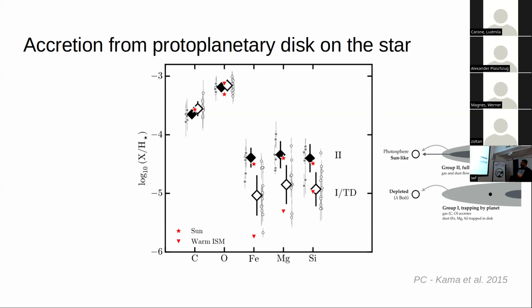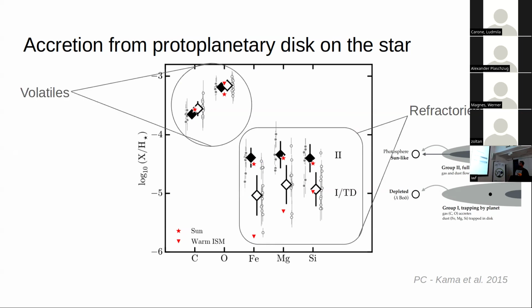So these are the volatile elements that we see. They do not have any variation between the stars with gaps and without gaps in the disk. But the refractory elements do show this depletion signature.